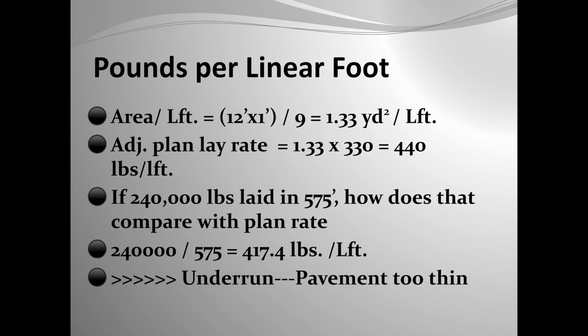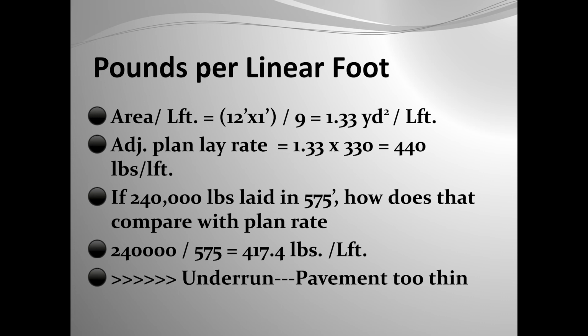All right, using some of the same information that was given to you before, you are now going to look at your pounds per linear foot. So it gave you the area. When you take 12 foot times 1 foot, and then divide by 9 to get your square yards, you end up with 1.33 square yards per foot. Your adjusted plan lay rate is pretty straightforward. Use the 1.33 that you calculated right above. Multiply that by your 330, which was your adjusted lay rate. You get 440 pounds per linear foot.